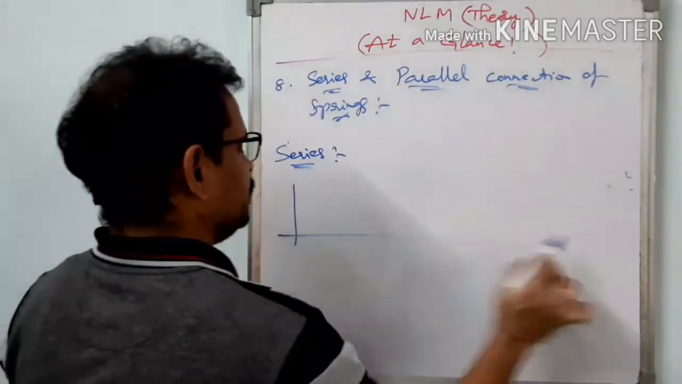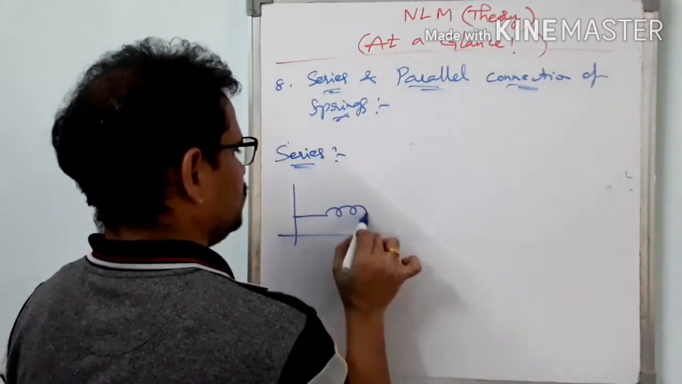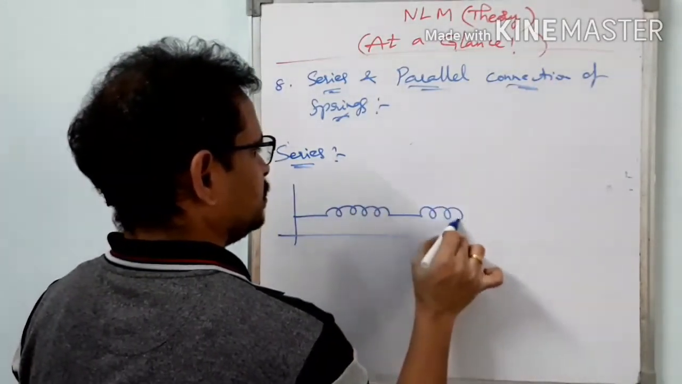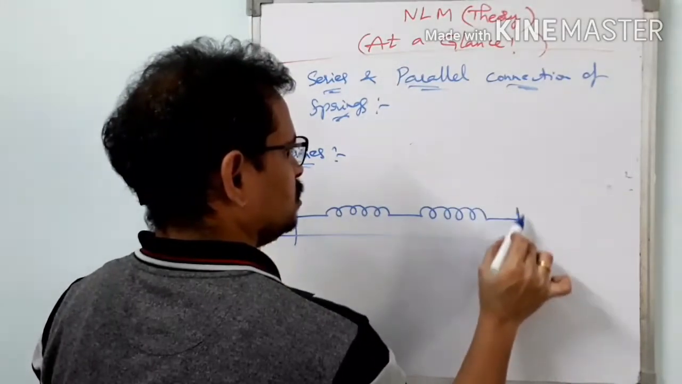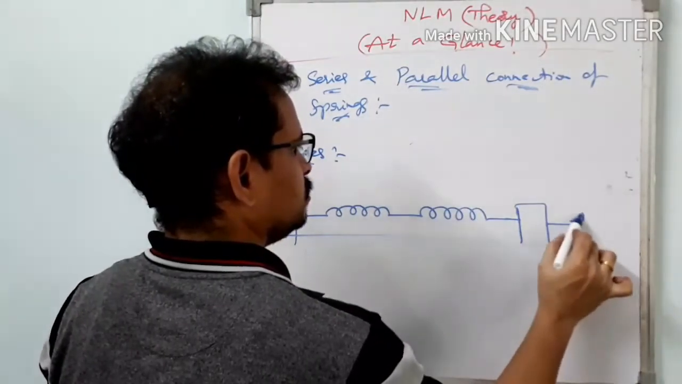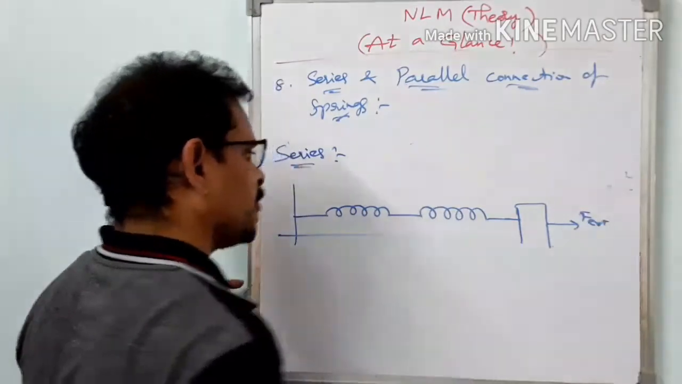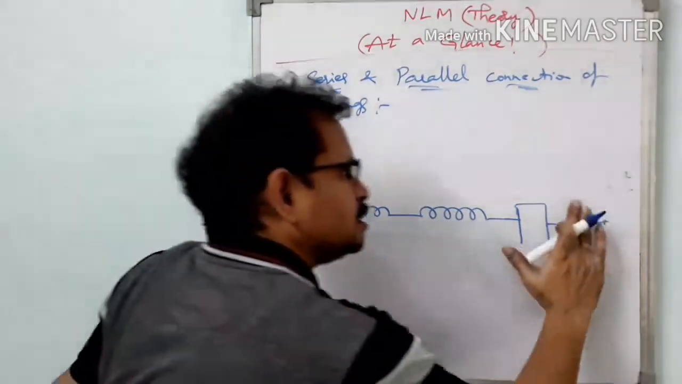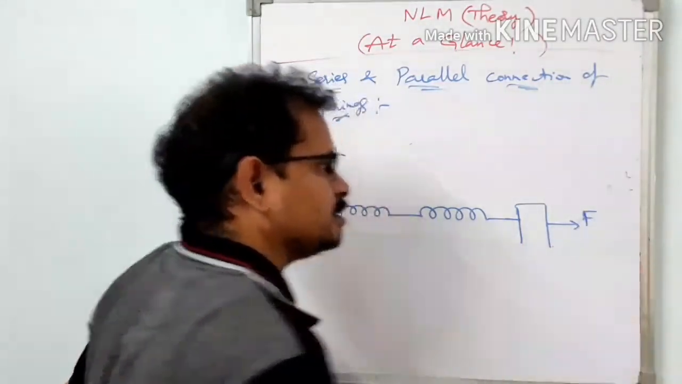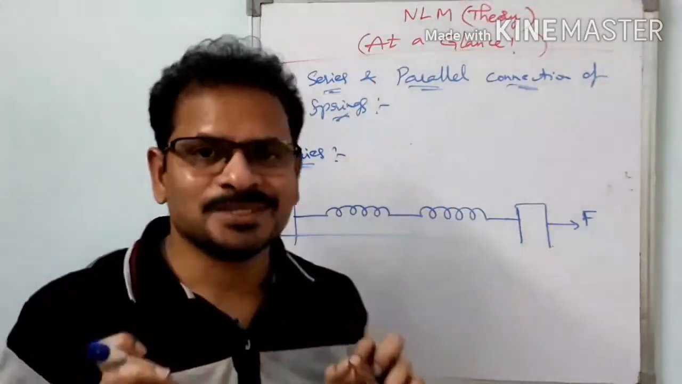So how are they connected here? Suppose one spring is there, this is another spring, this is a block, and this is F, the external force. So in this case, suppose an external force F is acting on this block. Let us consider massless springs.